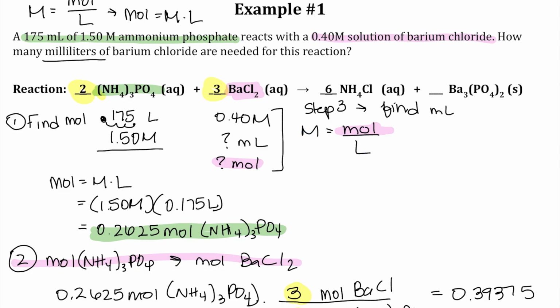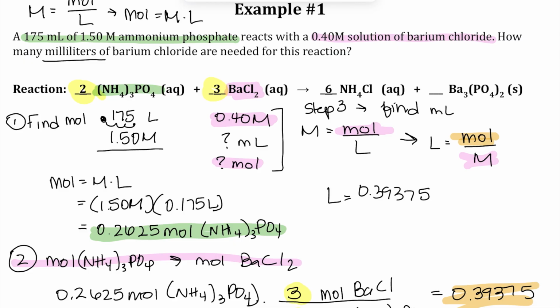If we rearrange this formula, liters is moles divided by molarity. We know our moles from what we just calculated down here. Our molarity was given to us in our problem. And so my liters is going to be 0.39375 moles divided by that 0.40 molar.